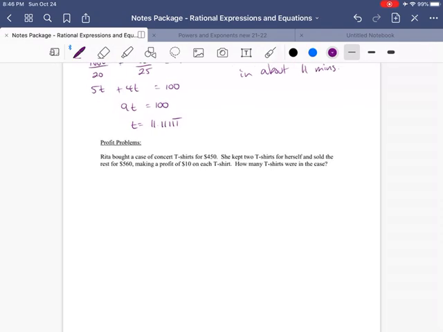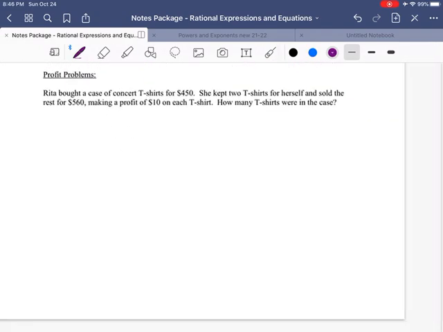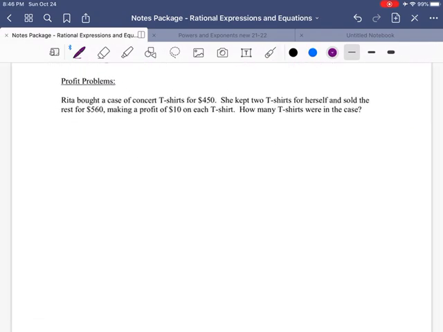All right, profit problems. So Rita bought a case of concert t-shirts for $450. She kept 2 t-shirts for herself and sold the rest for $560, making a profit of $10 on each t-shirt. How many t-shirts were in the case?